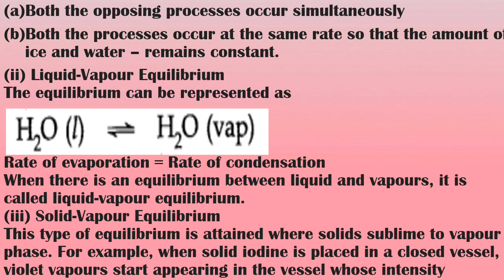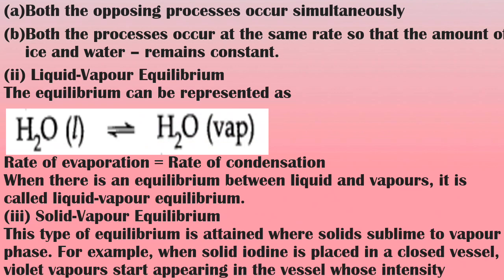Now the next type of equilibrium is liquid vapor equilibrium. And in this equilibrium, the water is in equilibrium with water vapor. The equilibrium can be represented by H2O liquid is in equilibrium with H2O vapor, and the rate of evaporation is equal to the rate of condensation. When there is an equilibrium between the liquid and vapor, it is called liquid vapor equilibrium.